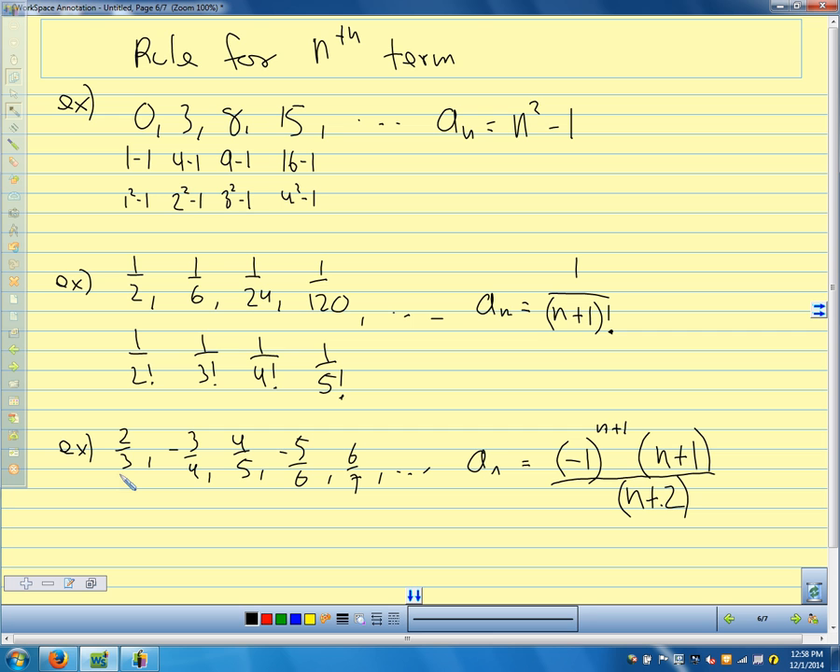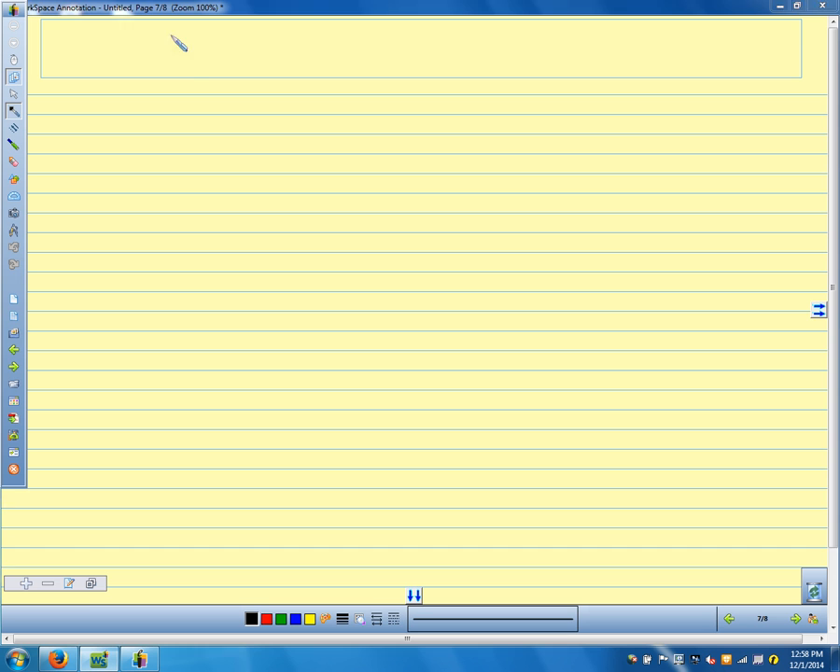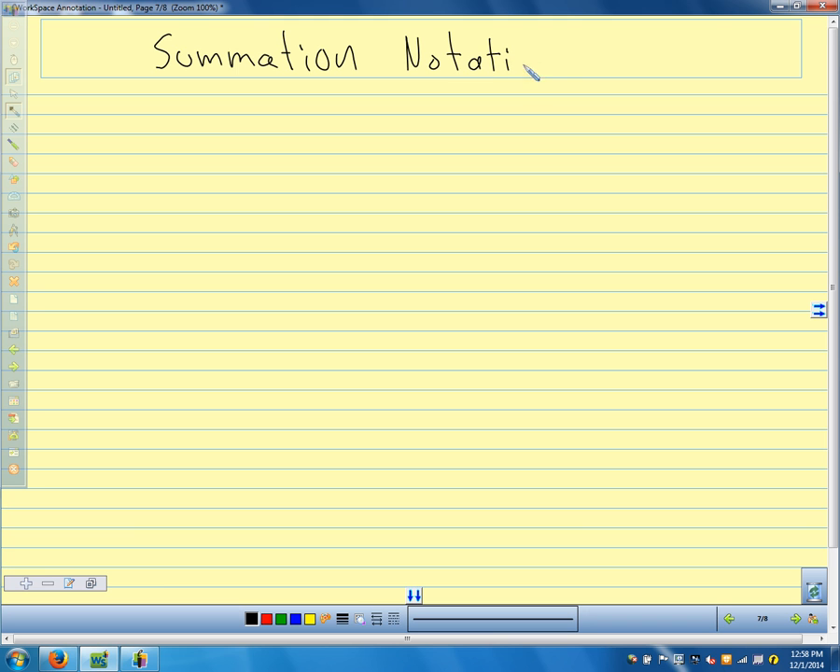Okay. One last idea. Summation notation. One thing that we want to do with sequences is we end up wanting to add the terms together. And summation notation is what tells us to do that. So the way this looks is going to be the sum, i equals 1 to n, a sub i. This tells us to add.